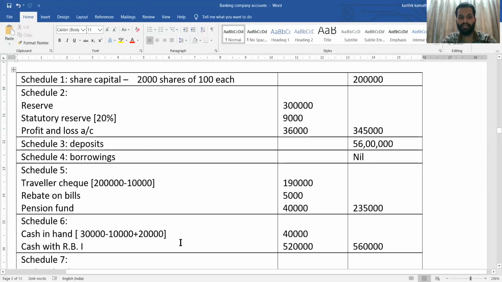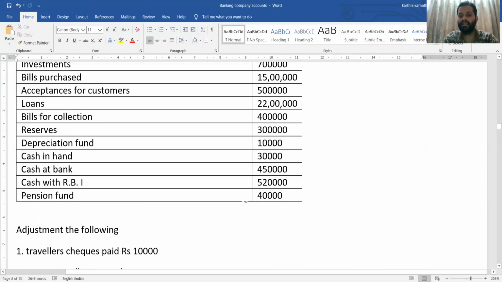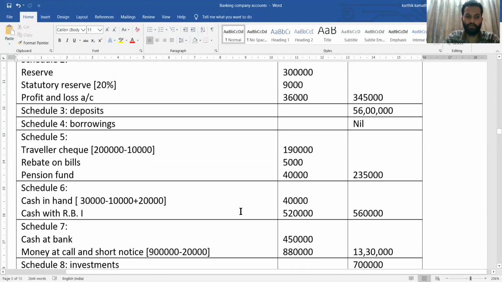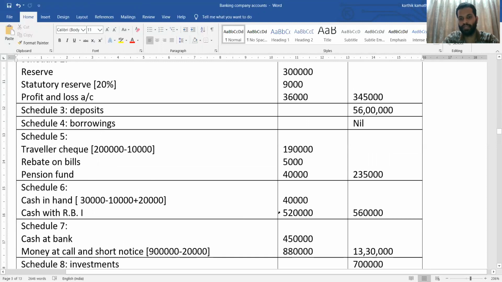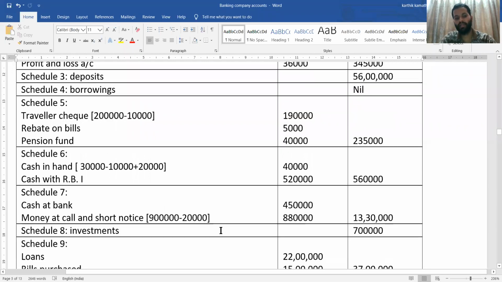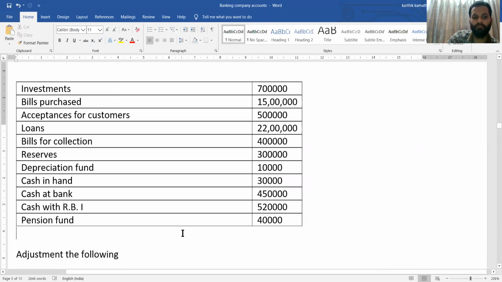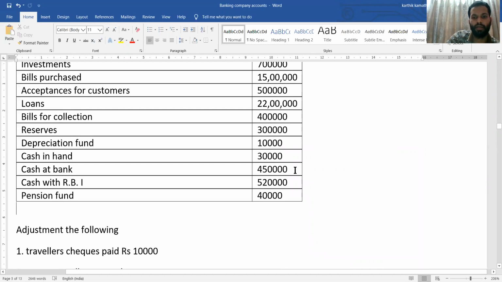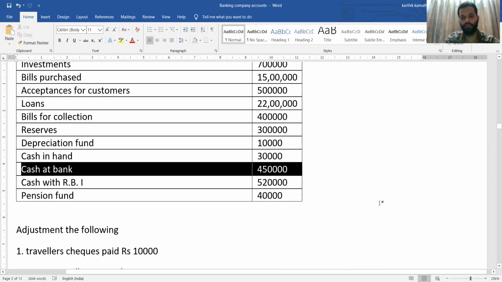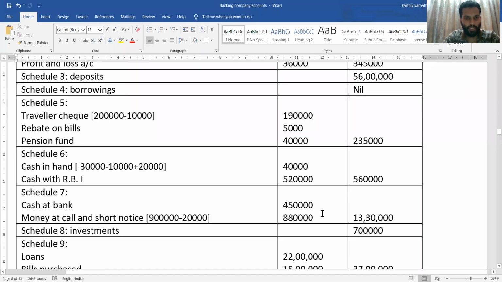Cash with RBI directly given in the question, that is 5,20,000. So that is schedule number 6. So total of schedule number 6 is 5,60,000. Next, schedule number 7. I have already told that cash at bank is for other bank, not for this particular bank. So that is 4,50,000 cash at bank information given in the question. That is other bank, that is schedule number 7.